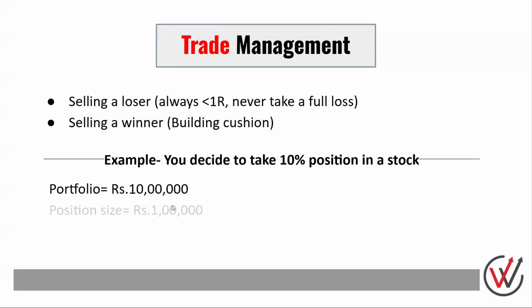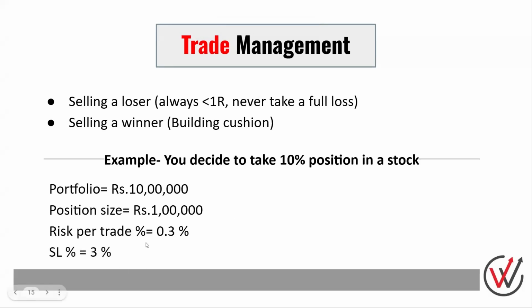So, 3% stop loss, risk per trade is 0.3%, and you made a 1 lakh position, which is 10% of the portfolio. Now I just told you that the initial 1/3 or 25% is in your control. You remember?